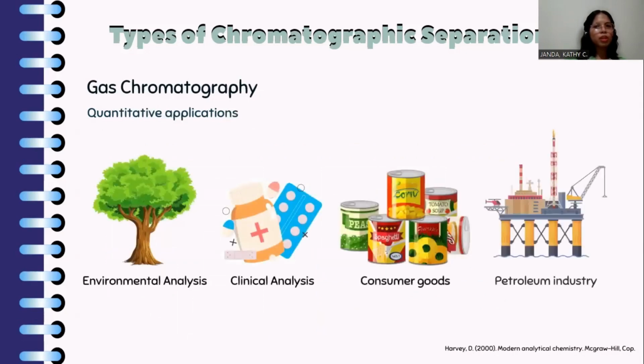Quantitative applications of gas chromatographs include environmental analysis, clinical analysis, analysis of the components in consumer goods, and in petroleum products. These are just a few examples as gas chromatography continues to find applications in diverse fields for quantitative analysis due to its high sensitivity, precision, and ability to separate and quantify a wide range of compounds.